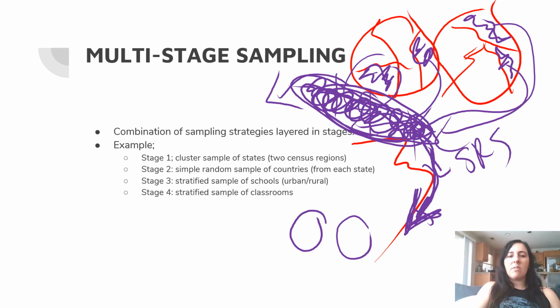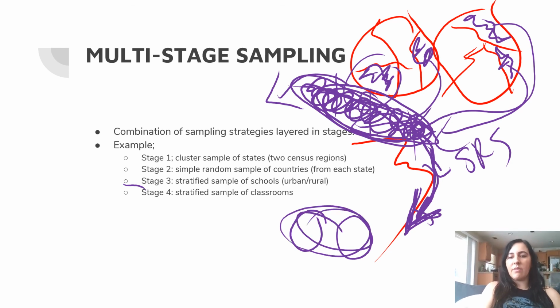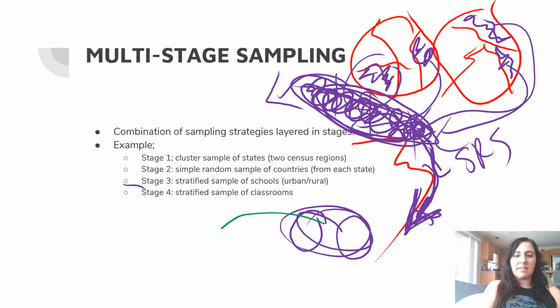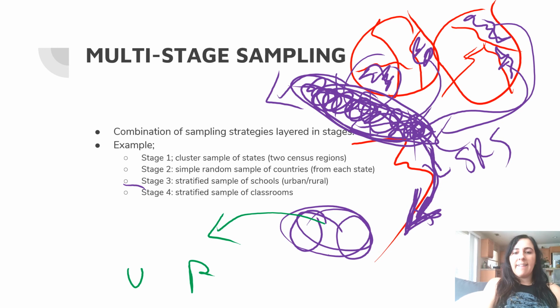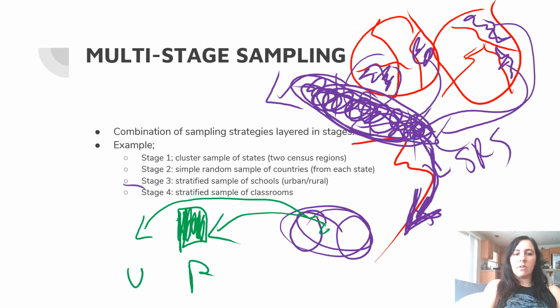Now let's try, maybe stage 3: we want to take our sample, what we have so far, and do a stratified sample of schools within these states. So we take this and do our stratified sample. Maybe we want to do urban schools versus rural schools. We'll just put everyone in their box. All the rural schools from this sample go here, and then we'll put the list of urban schools here.